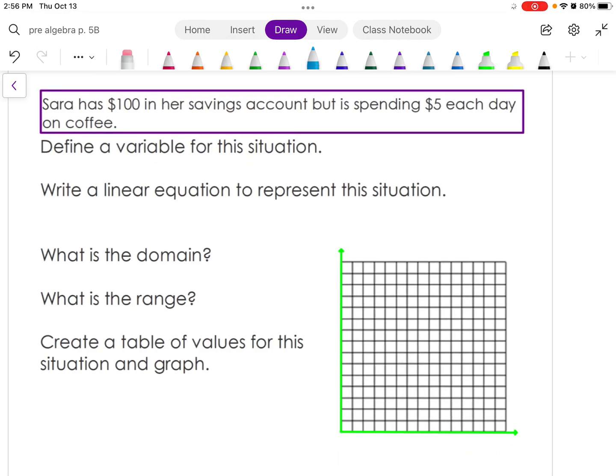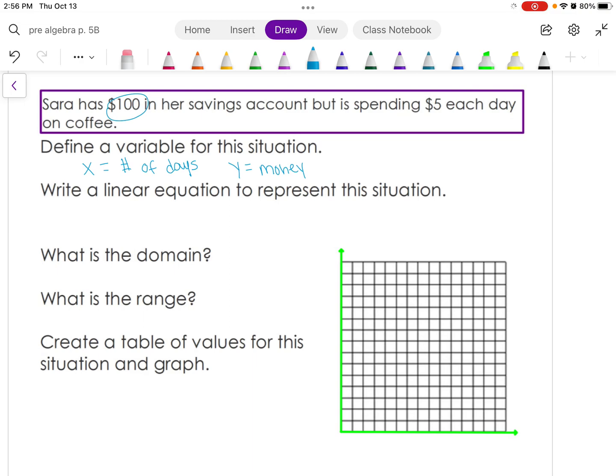Sarah has $100 in her savings account but is spending $5 each day on coffee. Well, what are we talking about? We're talking about the amount of money we're spending on coffee. So the amount of money we have depends on how many days we're buying coffee. So X is the number of days we buy coffee, and Y is the amount of money we have. So then we have our equation.